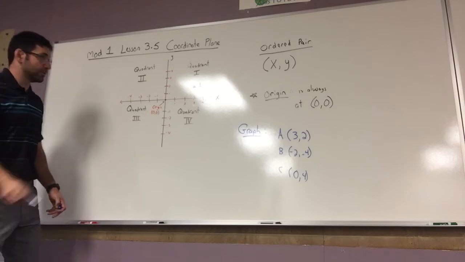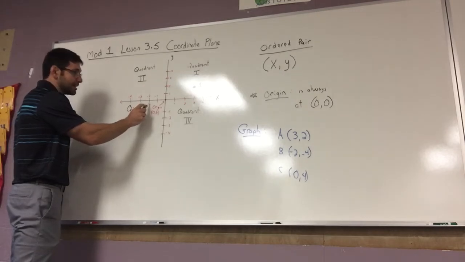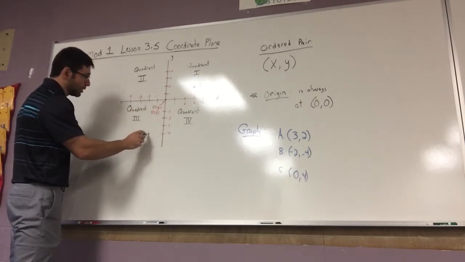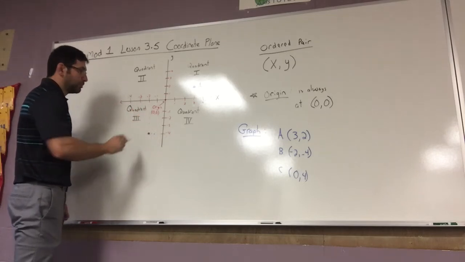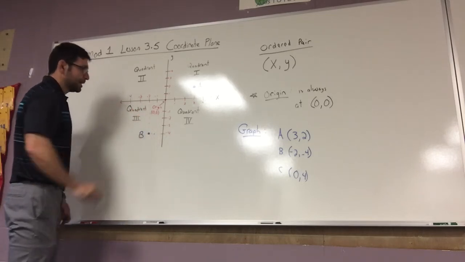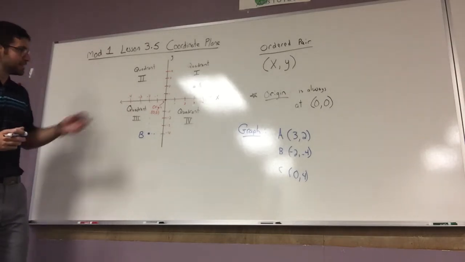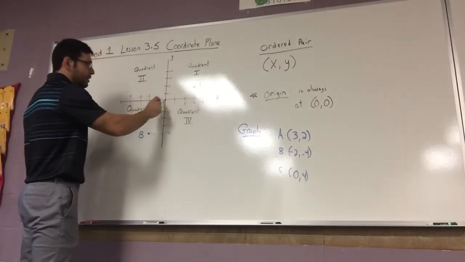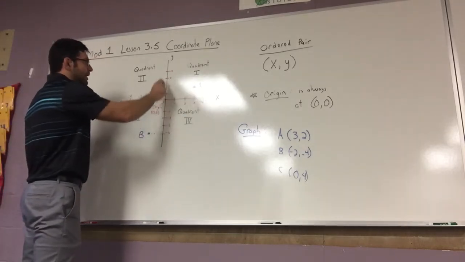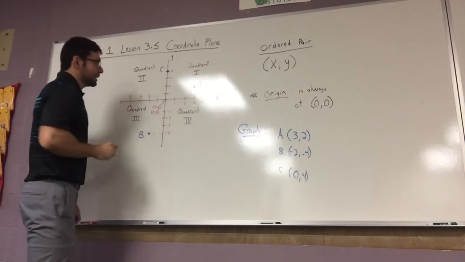Negative 2, negative 4. Start at your origin. Go to negative 2 on the x-axis. Go to negative 4 on the y-axis. Again, it should be in line with both negative 2 and negative 4. Now 0, 4. This isn't in a quadrant. This is on an axis. So I'm here at 0. I go all the way up to 4. I put my point. I label it.